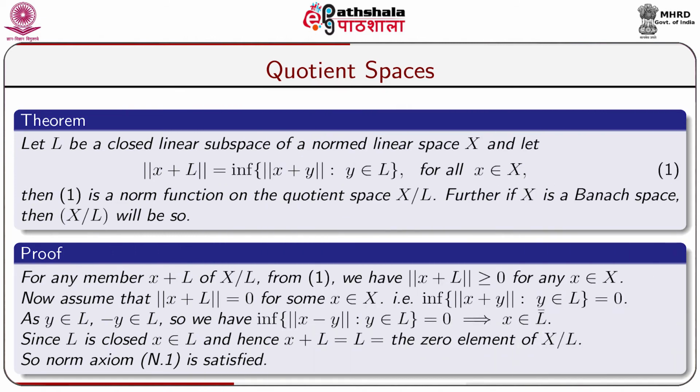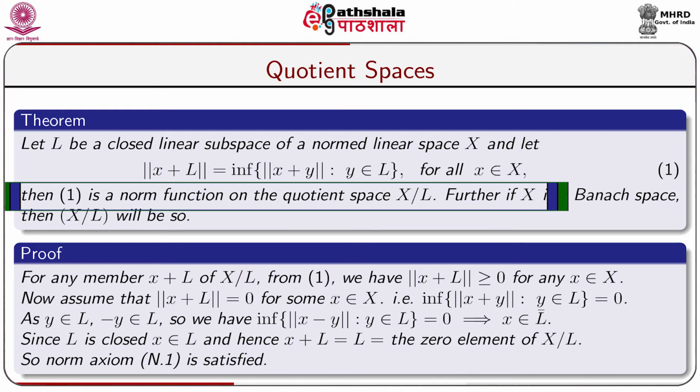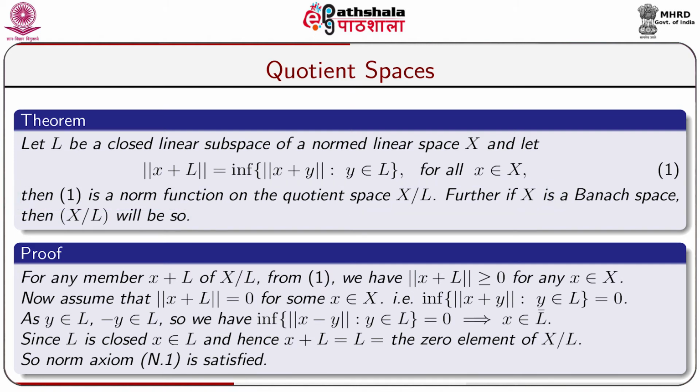Let capital L be a closed linear subspace of a normed linear space X, and let the norm of x plus L be equal to the infimum of the norm of x plus y, where y belongs to capital L, for all x belonging to capital X. Then this is a norm function on the quotient space X by L. Further, if X is a Banach space, then X by L will be so.